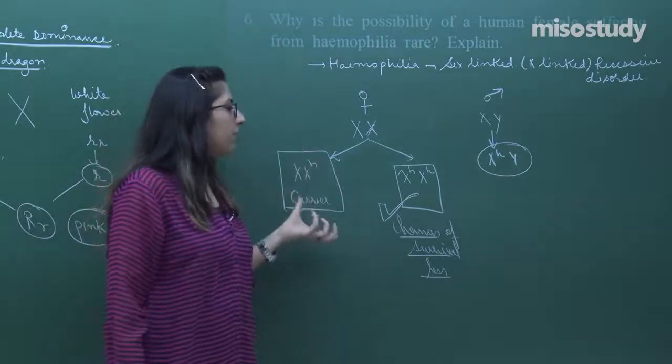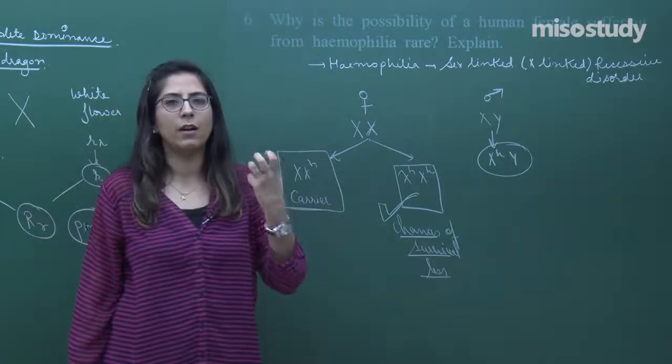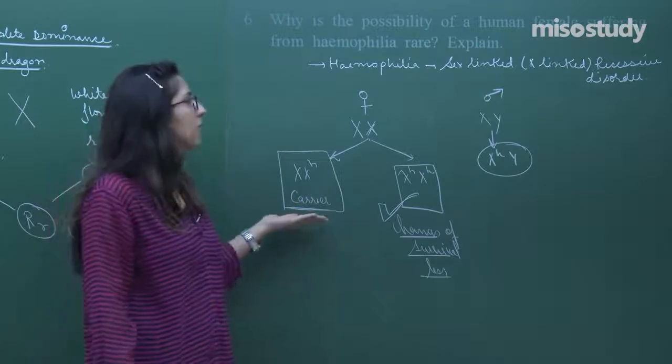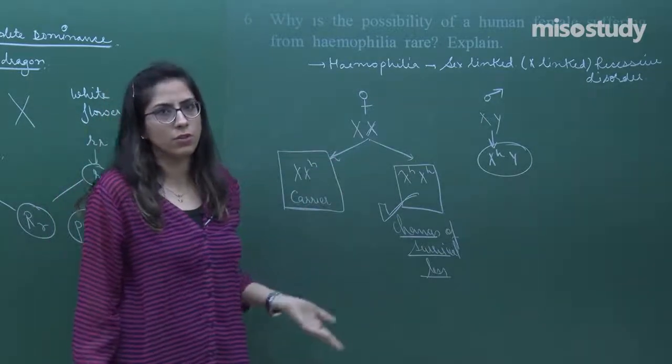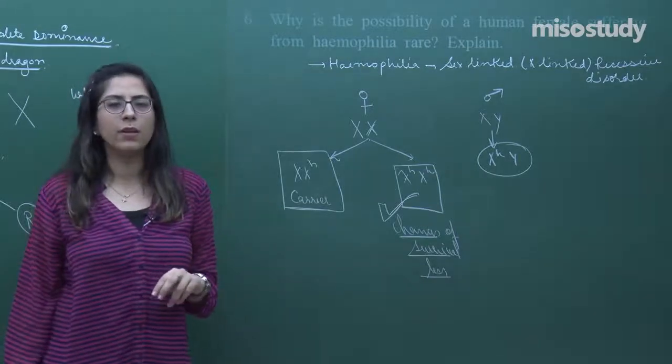What is the chance that the female can be a carrier, and what is the chance that the female can be in a homozygous condition? Here in the heterozygous condition, because it is a recessive disorder, they will not show this kind of disease, right? So, this was question number 6.